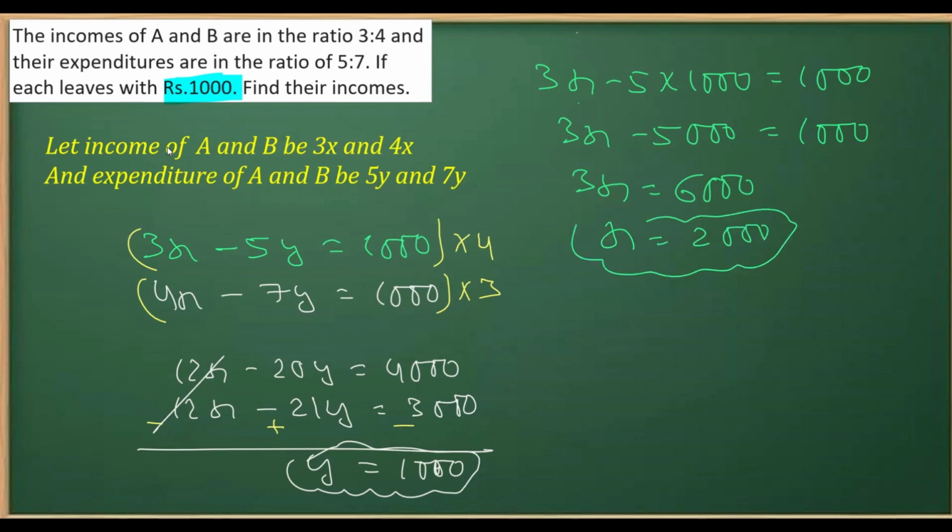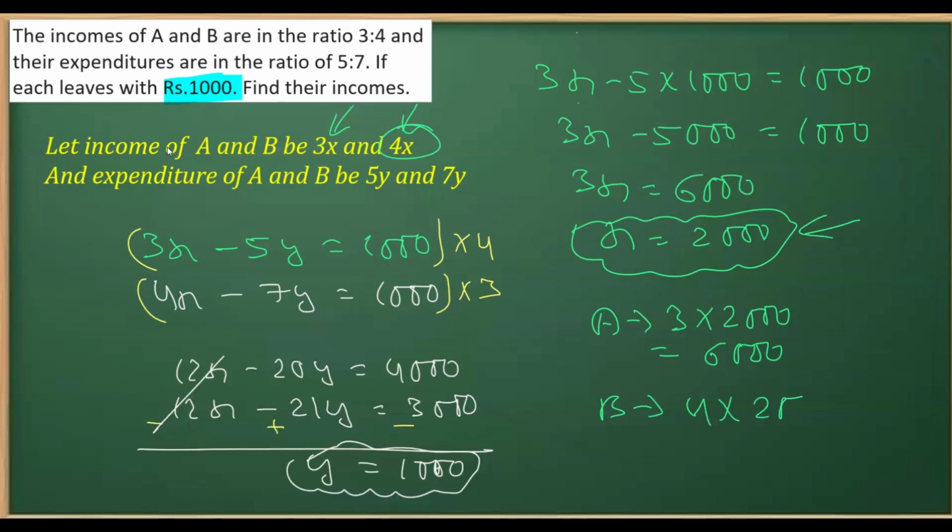But here we got the values of x and y and not their incomes, and they are asking for the incomes. Their incomes are 3x and 4x. The income of A is 3x, which is 3 times 2000, that comes out to be 6000. For B, the income is 4x, that means 4 times 2000, which is 8000. So this is how we got the incomes, but it's important that you write rupees here. These are the final answers for this question.